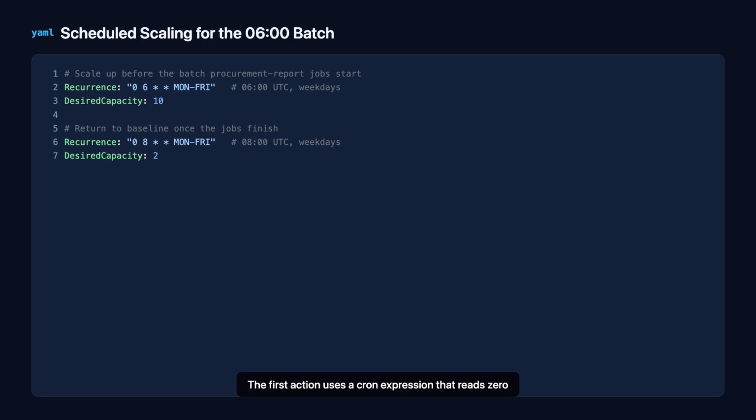The first action uses a cron expression that reads 06 Monday through Friday, meaning 6 in the morning UTC on weekdays. It sets desired capacity to 10, pre-positioning the fleet before the report jobs even start. The second action fires at 8 a.m. once the jobs finish and returns desired capacity back to 2. No cold start lag, no waiting for CPU to climb. The capacity is simply there when the work arrives.